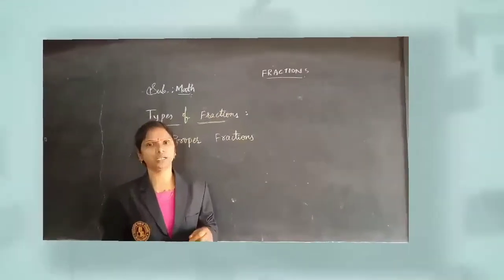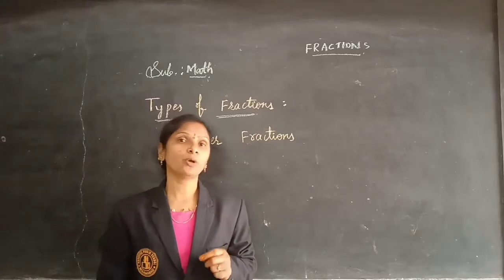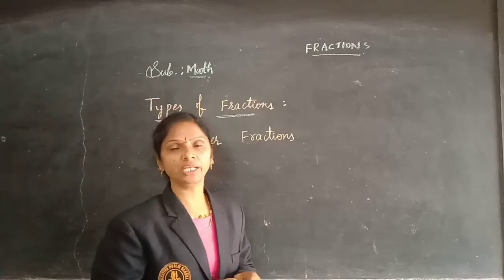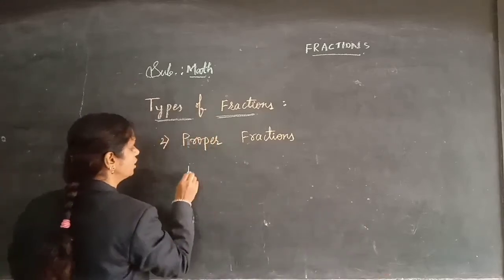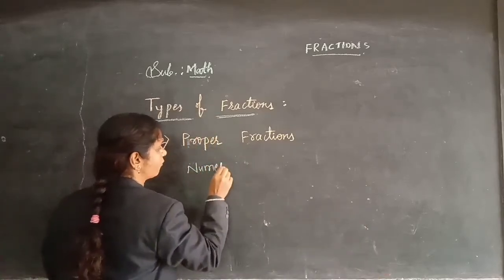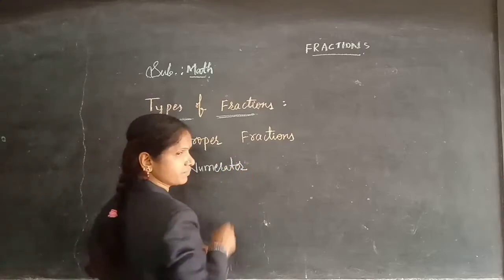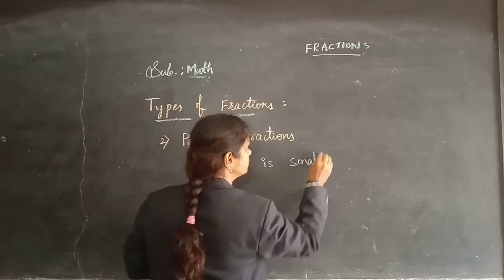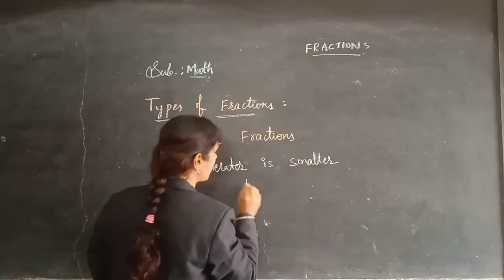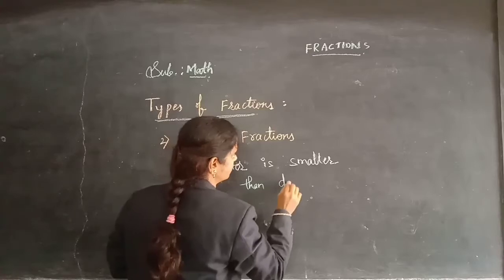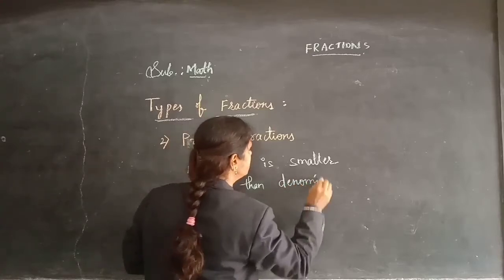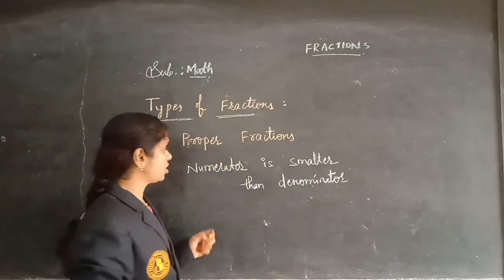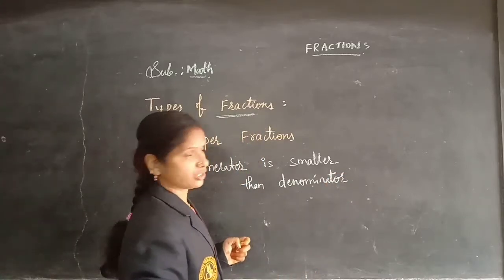Proper fractions, children. Next fraction is proper fractions. Proper fraction means what? If the numerator is smaller than the denominator, it means numerator is smaller than denominator. Numerator is smaller than the denominator means that type of fractions are called proper fractions.